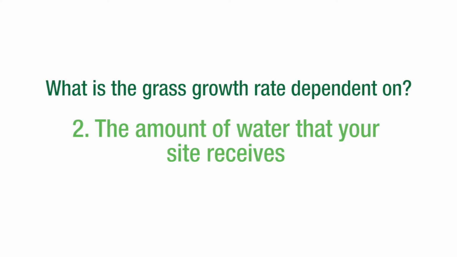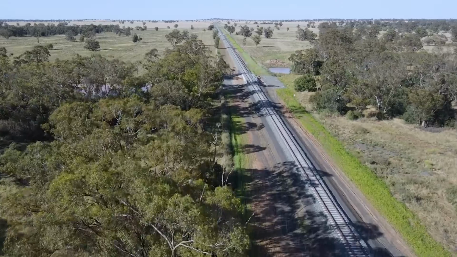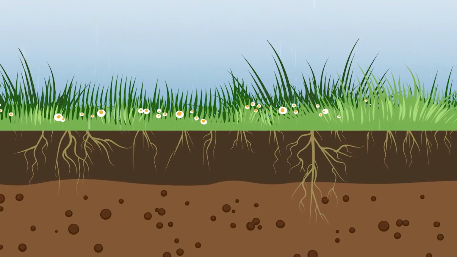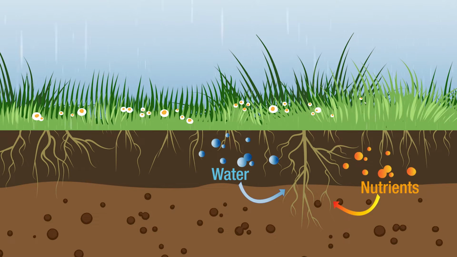Number 2, the amount of water that your site receives. Your site may receive water through means of irrigation or natural rainfall. For photosynthesis to occur, plants require water. The water is absorbed by the roots and in doing so transports vital nutrients from the soil into the plant.